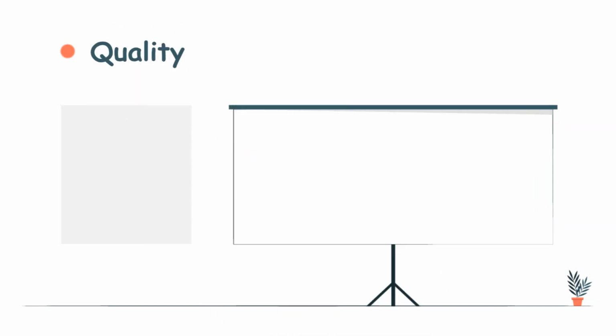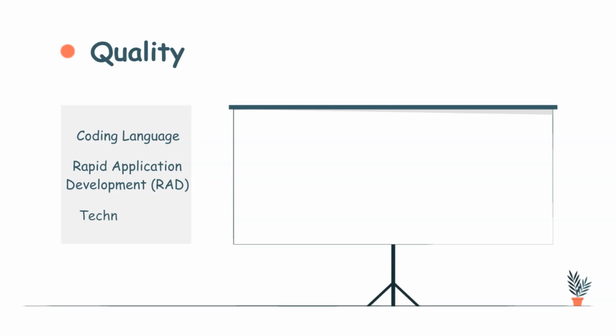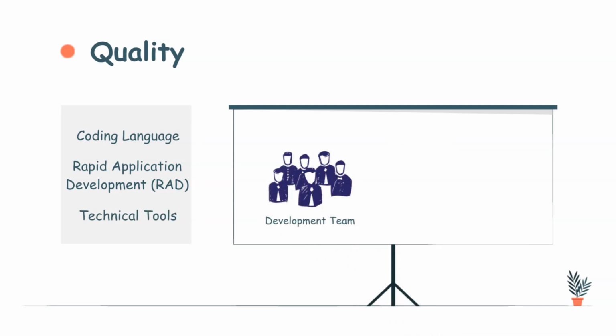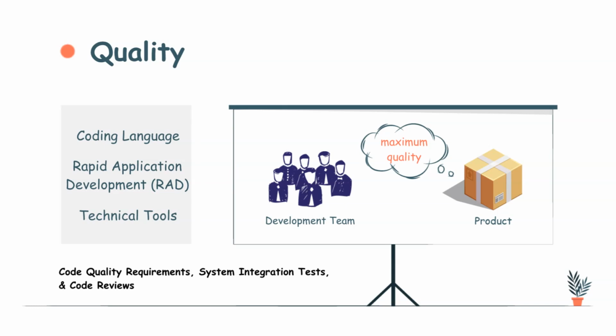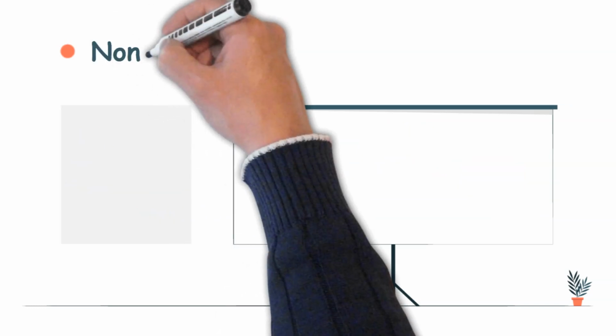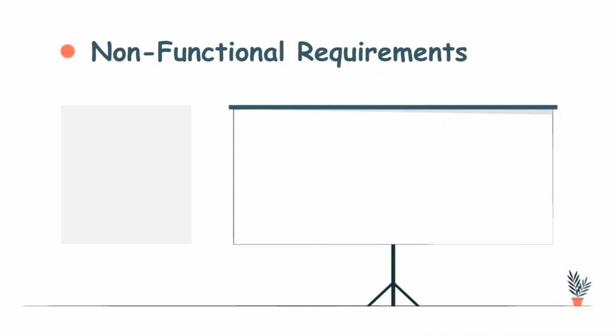Secondly, we have quality. Quality is largely aligned with the coding language, rapid application development, and technical tools to build the product. The development team owns quality to ensure that the product is of the maximum quality. These quality standards can be subjective and also data-driven. Meeting code quality requirements, system integration tests, and code reviews are some of the basic requirements as part of the definition of done.